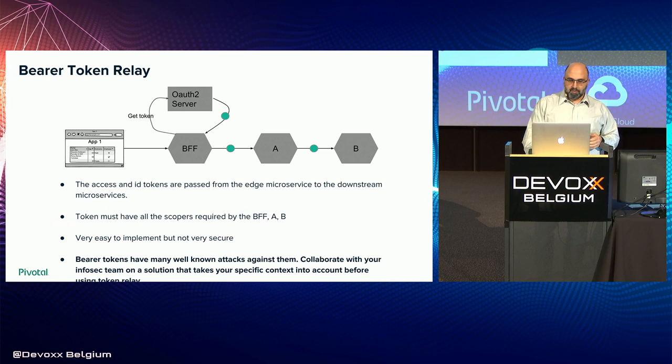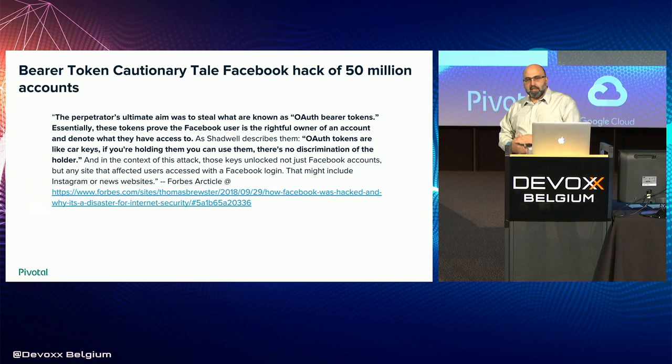Having said that, there was the recent hack of Facebook where they lost 50 million accounts, and reading a typical news article, it clearly says the perpetrator's ultimate aim was to steal what are known as OAuth bearer tokens. Essentially, these tokens prove the Facebook user is the rightful owner of an account and denote what they have access to. OAuth tokens are like car keys. If you're holding them, you can use them. There's no discrimination of the holder. So you gotta find a way to protect those JWT tokens.